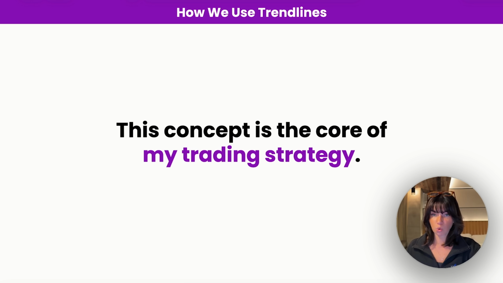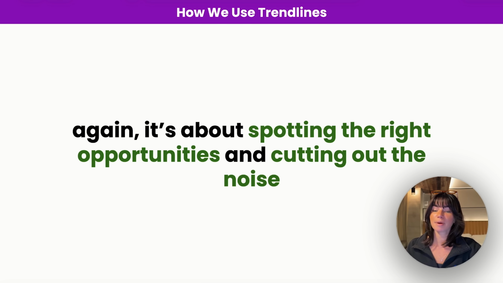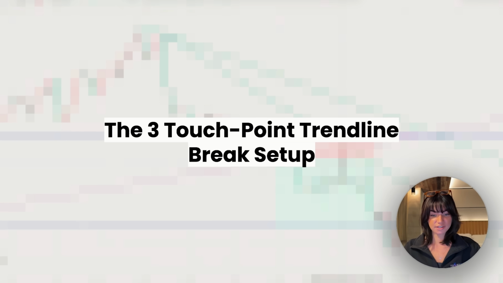This concept is the core of my strategy. I am a trendline trader and I use trend lines to help me enter and exit my trades. I build my setups and playbooks around this simple idea. Again, this is about spotting the right opportunities and cutting out the noise. We want to double down on what's working and slowly start to remove the setups that are not working. The 3 touch point trendline break setup. This right here is my bread and butter.